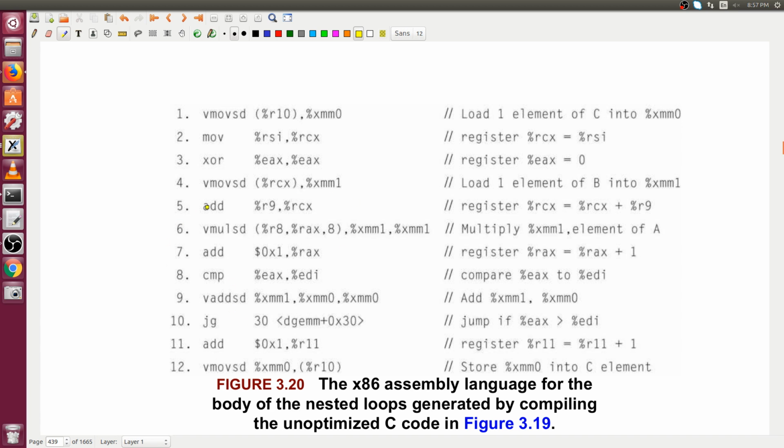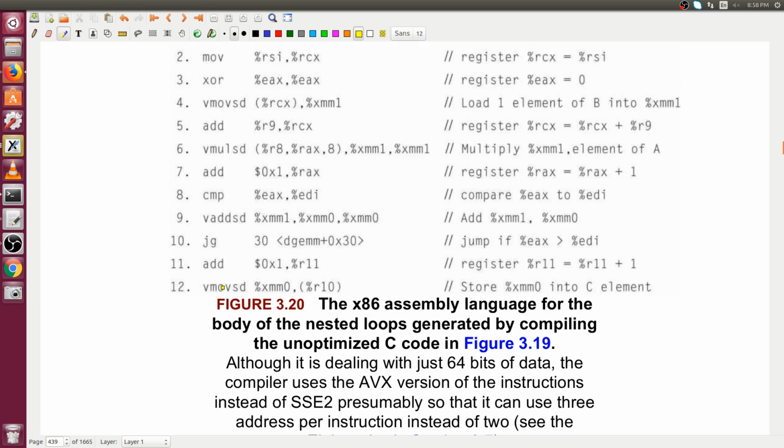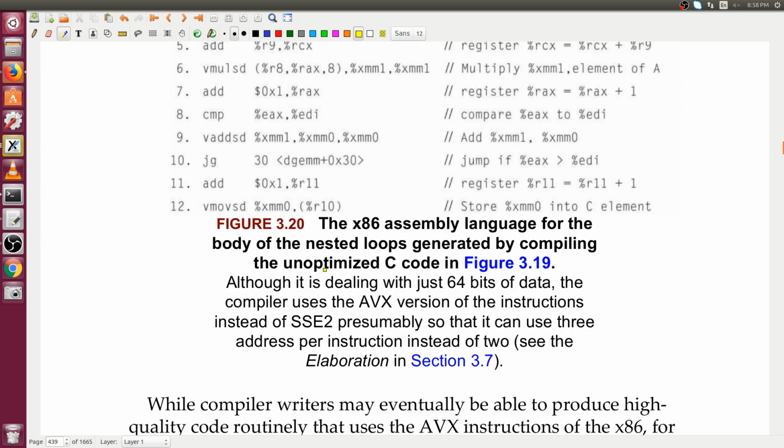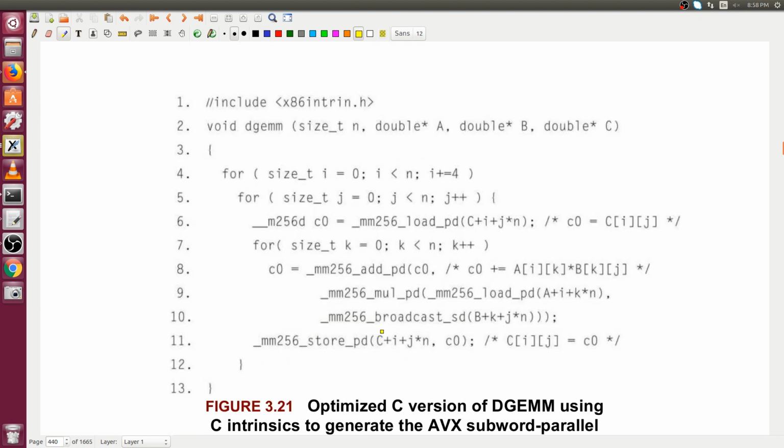Okay, so here's what it turns out to. So we have a vector move instruction, another vector move instruction, a vector multiply, I think, a vector add, and another vector move. So this is probably moving it into its final location. The compiler uses AVX versions of the instructions instead of SSE2, presumably so it can use 3 addresses per instruction instead of 2. And here we have the optimized version of the code.